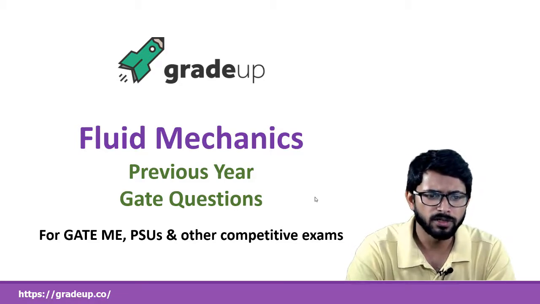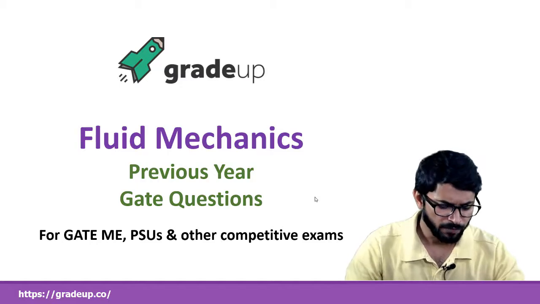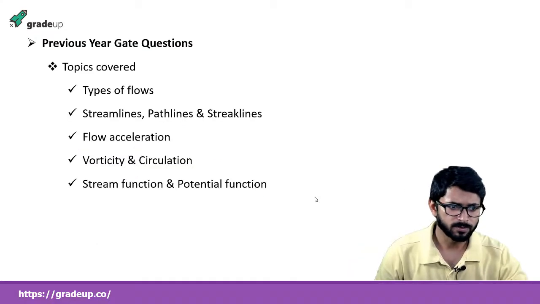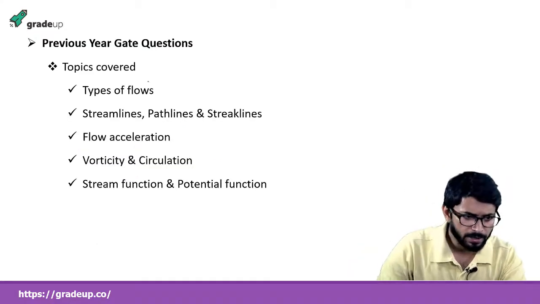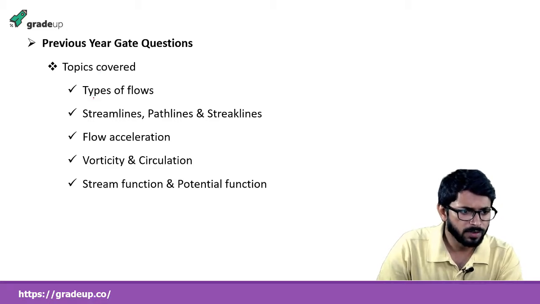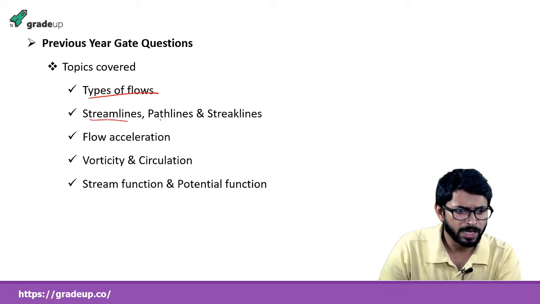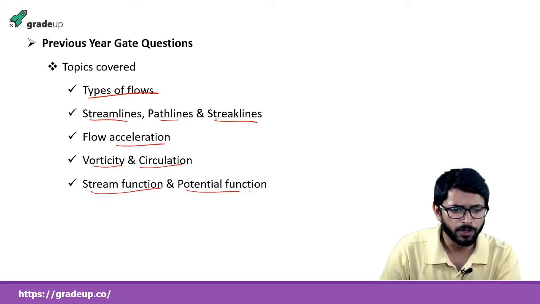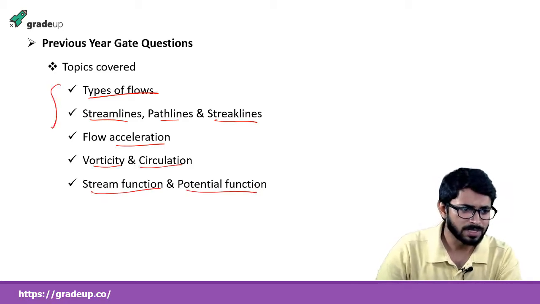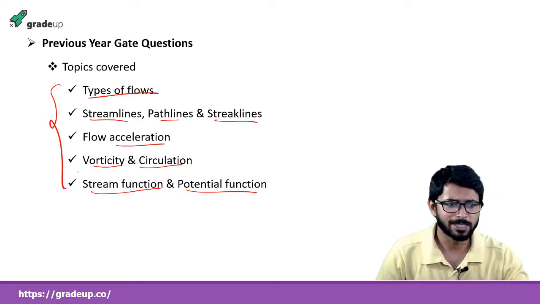So now moving on, in this section we will discuss the previous year GATE questions. In this topic, we will cover some questions from types of flows, streamline, path line, streak lines, flow acceleration, vorticity and circulation, stream function and potential function. So these are the topics that we covered in the fluid kinematics part.